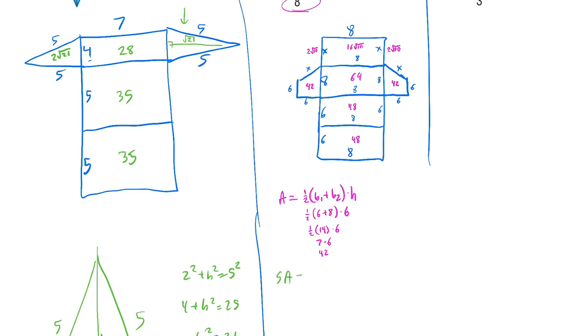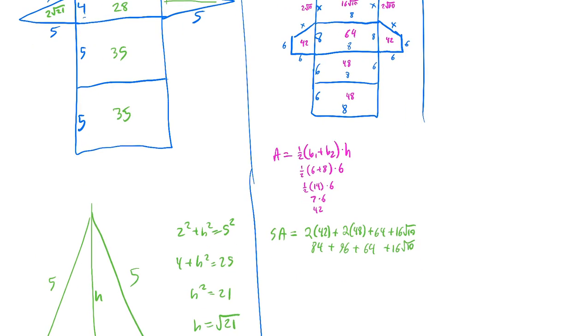So the surface area is, we get 2 of those bases, 42, plus 2 48s, plus a 64, plus a 16 root 10. And so that's 84 plus 96 plus 64 plus 16 root 10. Just combining on the left here, this is 160. This is 160 and 84, so that's 244. So we get 244 plus 16 root 10 as the surface area.